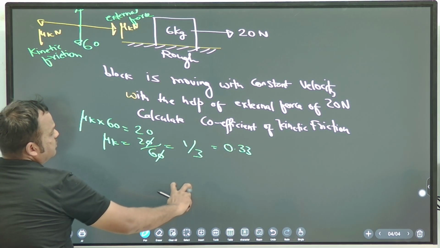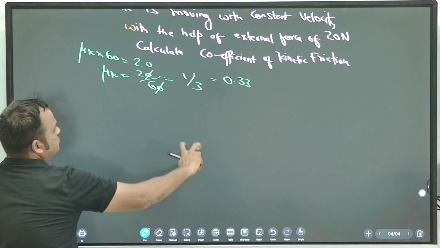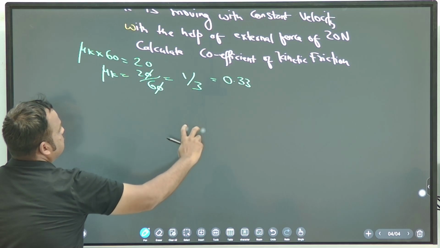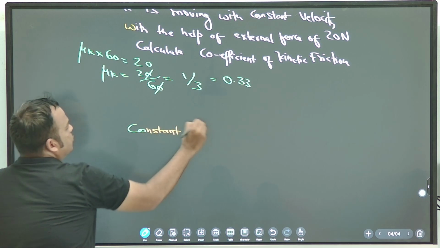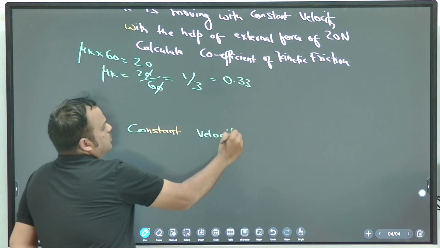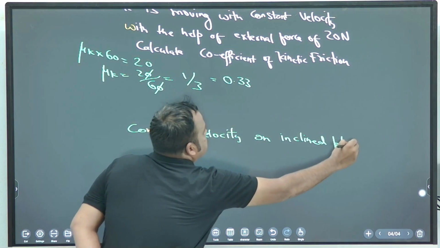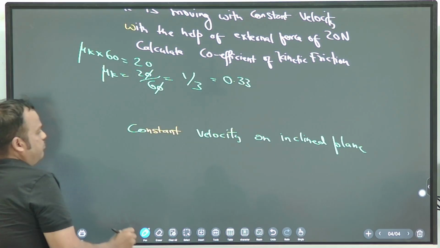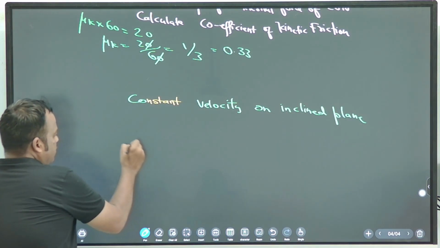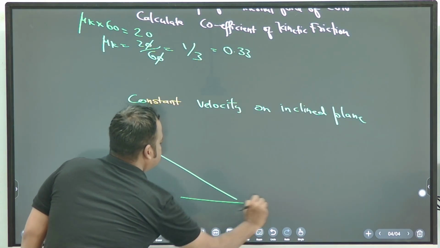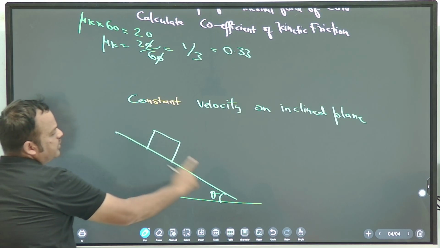Okay, next. Suppose it is inclined plane. Now solve same question for inclined plane. Constant velocity on inclined plane. Now this is the block. It is moving constant velocity.